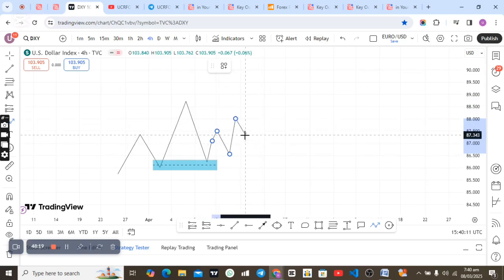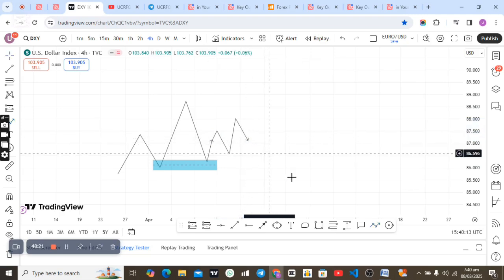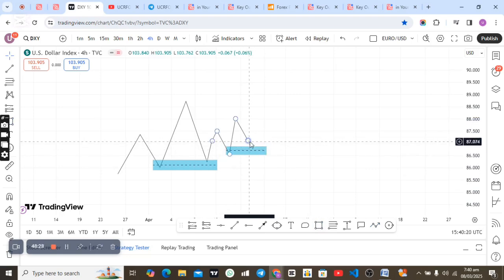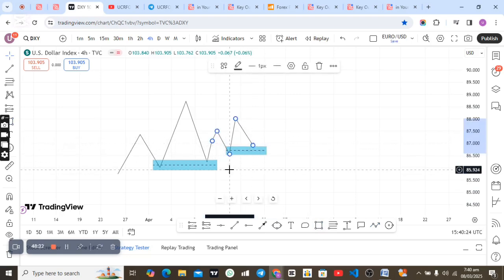Now, if you want to scale up, all you have to do is to open another order here. Open what? Open another order here, because this is an unmitigated zone, and this is a zone where the market is likely to react from. So you open another order here, which means you have two orders running. You have the first order here, you have the second order here. So this is what we mean by scale up. You are scaling your profit.